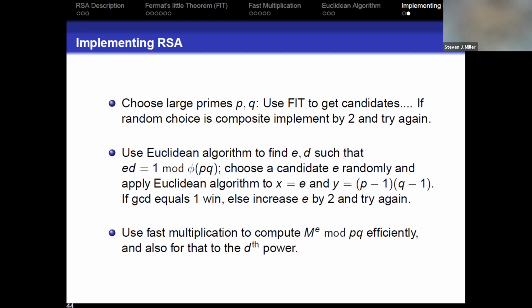But we can use the Euclidean algorithm to find the E and the D we need. And now we use fast multiplication to compute M to the E very efficiently. So this is basically what I wanted to say for RSA. Before we move on to this next part, I thought we would just stop and see if there are any questions.